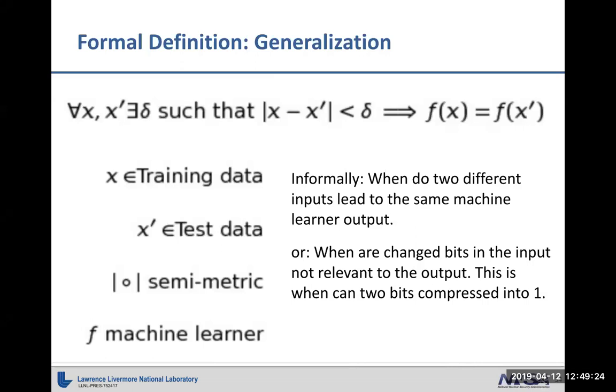So that means, when are changed bits in the input not relevant to the output, is what we really ask, if you do this on a bit level. This is also nothing else but saying, when can two bits be compressed into one? That's the same thing. Now that gives you a generalization measure right there.